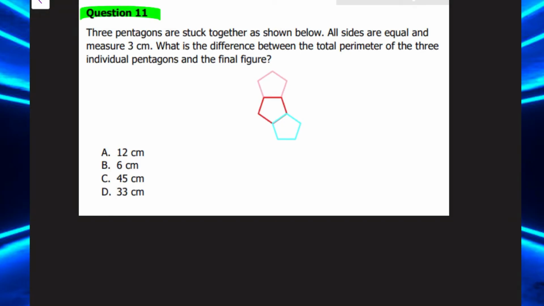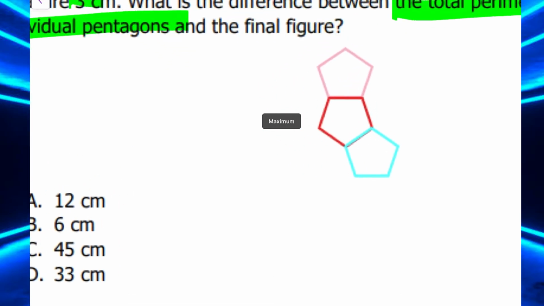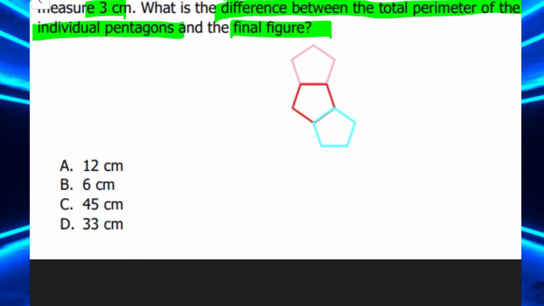We are on question number 11. This is a very interesting problem, and again a problem where you have to use your presence of mind. Let's work it out. 3 pentagons are stuck together as shown below. We can see here all sides are equal and measure 3 centimeters each. What is the difference between the total perimeter of these 3 individual pentagons and the final figure? Now in this question, you will get the same answer, but you will waste a lot of time if you try to work out the individual perimeters and then find the difference with the perimeter of this shape here.